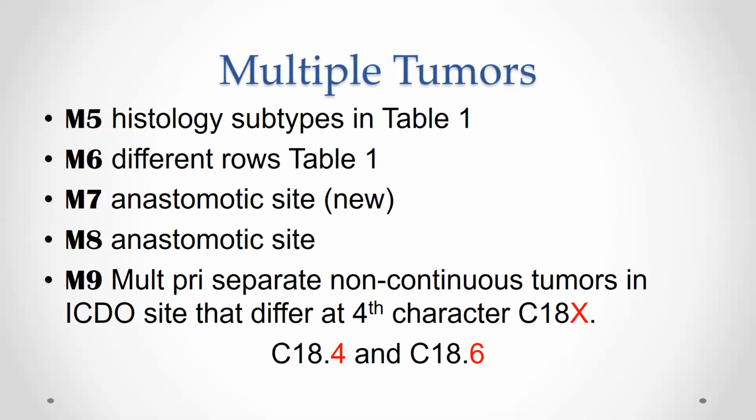M9 fits our case. If you look at the C18.4 and C18.6, that fourth character is different. And so this tells us that this is a multiple primary. So then each of these would be separated out and you would make one abstract with a C18.4 and another abstract with the C18.6. We already know they were both adenocarcinoma, so then the histology is simple. You just code those to 8140.